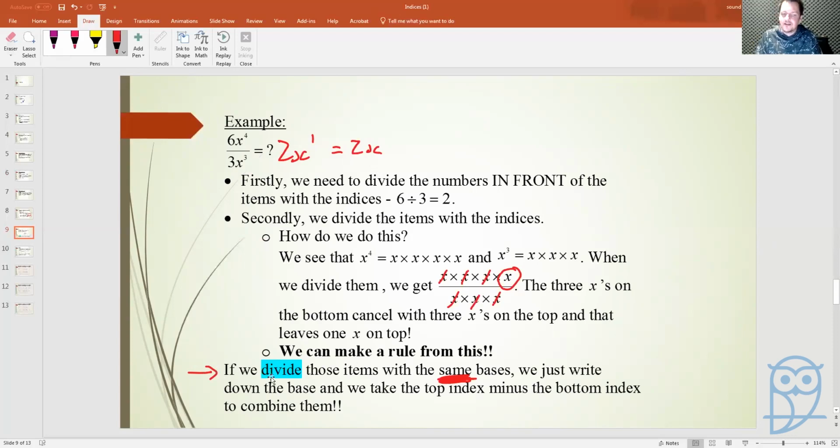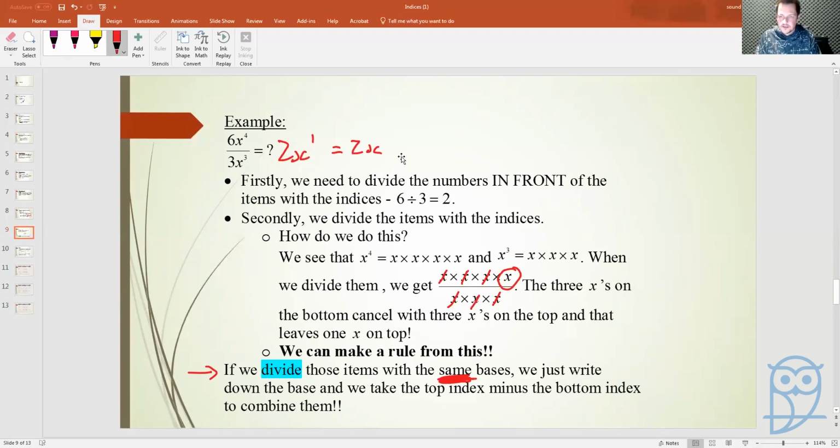And the rule says that if we divide with the same bases, you must just write down the base, and then you subtract the top index and the bottom index. So you subtract the bottom from the top. Top minus bottom. So 4 minus 3 gives me 1. Remember, a 1 we don't write, so it's just 2x. And again, it's exactly the same if this isn't an x and a number. It works exactly the same.